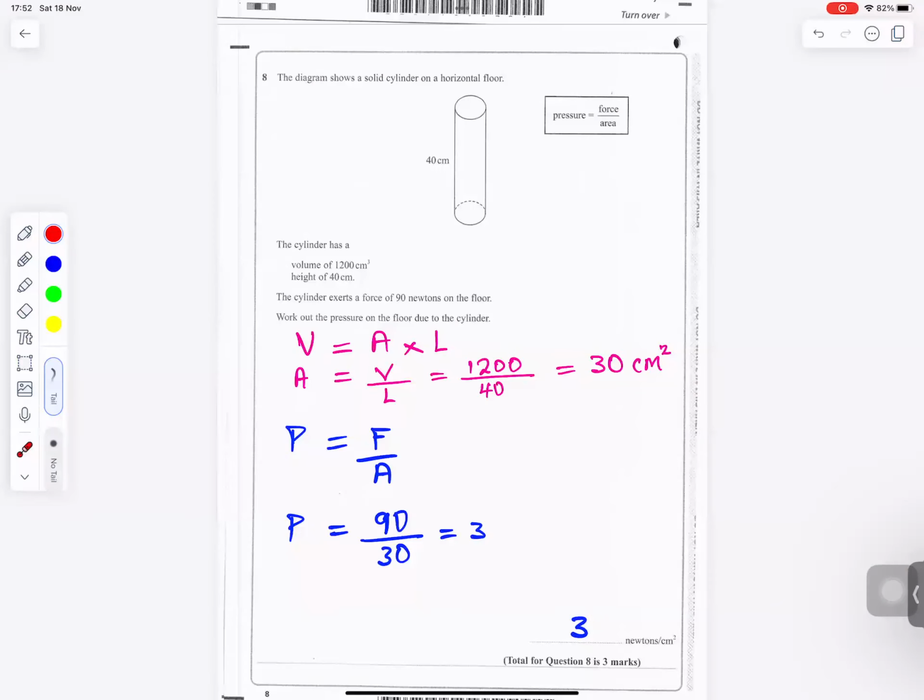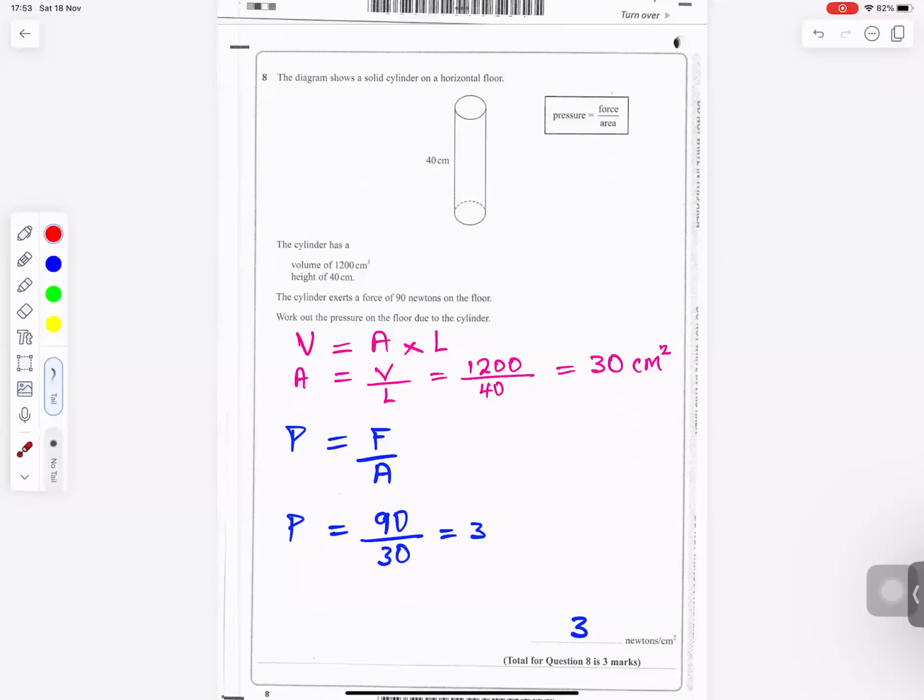The diagram shows a solid cylinder on a horizontal floor. The formula is given on the top right there. Pressure is force divided by area. The cylinder has a volume and a height. The cylinder exerts a force of 90 newtons on the floor. Work out the pressure on the floor.